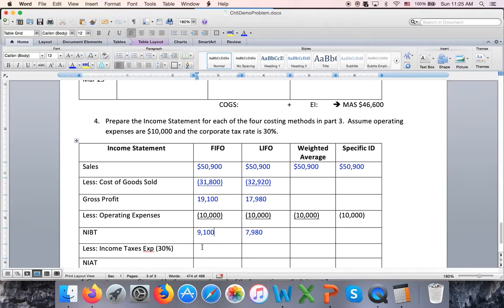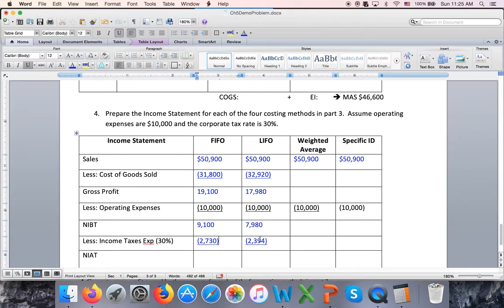But then we're going to subtract 30% of that, which is income tax. You can see my income taxes are higher under FIFO. So LIFO's advantage is the lowest income taxes. Imagine if it's not thousands, if it's in millions, right? And then net income after taxes is, of course, higher under FIFO.